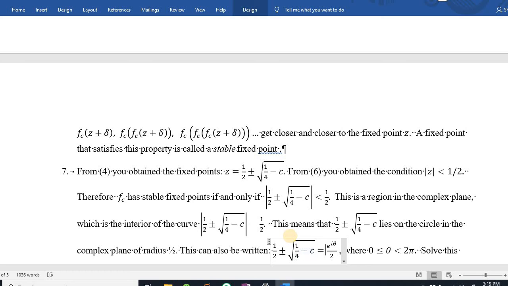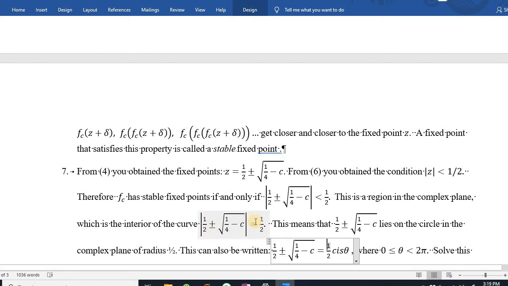Instead of e to the i theta, maybe I should say 1/2 cis theta. I can do it that way. Maybe that's more familiar. All right. So this is cosine theta plus i sine theta. This is a point on the unit circle. So if I take 1/2 times a point on the unit circle, that's a point on the circle of radius 1/2. All right. So this equality here is the same as this equality here.